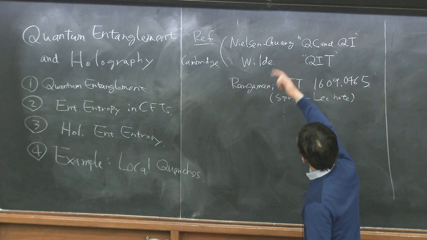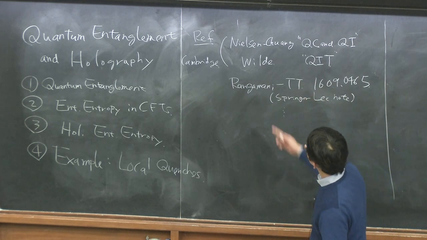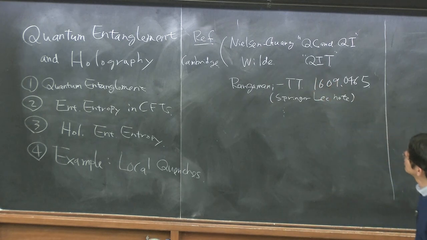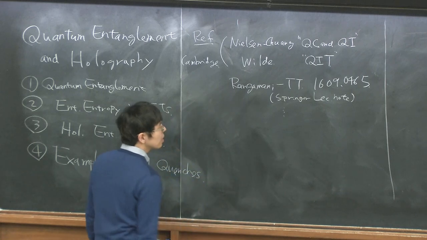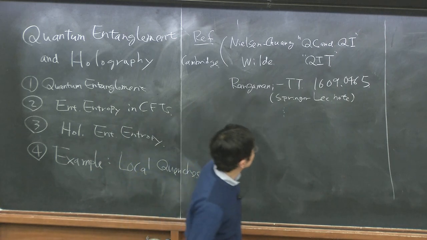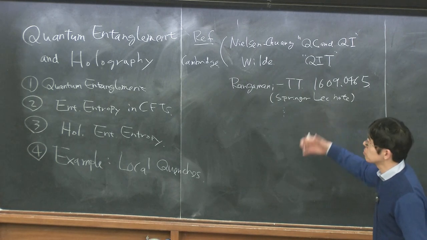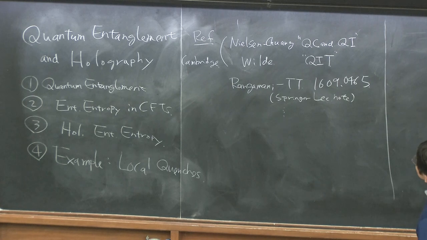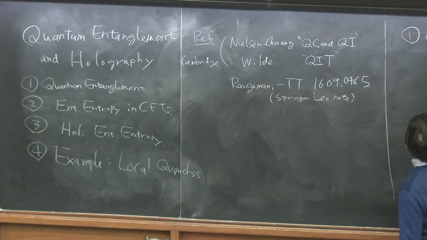And here I just list a few references. The most famous one is Nielsen and Chuang's textbook about quantum computation and quantum information. And there is also a recent nice textbook by Wilde, about quantum information theory, which I also like very much. About holography and conformal field theory, there are many reviews, but I pick one by myself with Mukund Rangamani, published in a Springer lecture, but there are many excellent reviews like Ramsdonk's and Dan Harlow's, and on the field theory side, Calabrese and Cardy, and also Casini and Huerta, and so on. So let me start with the first topic, which is quantum entanglement.